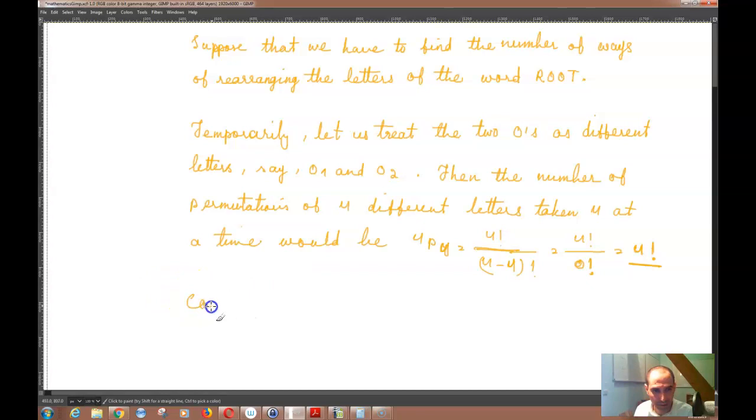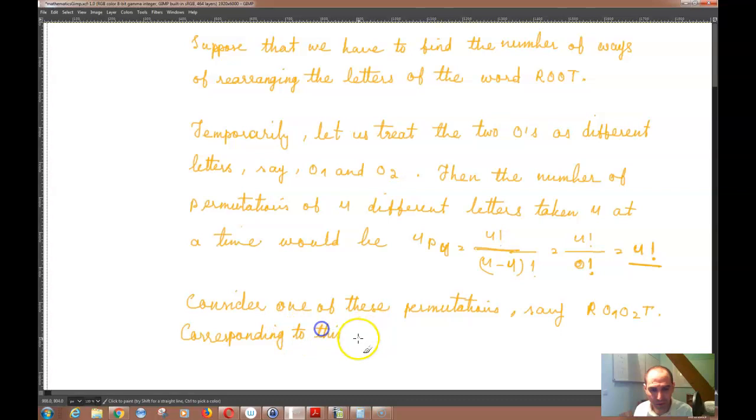Now consider one of these permutations, say for example R O1 O2 T. Corresponding to this permutation, we have 2 factorial permutations. And I'm going to tell you why that's 2 factorial.